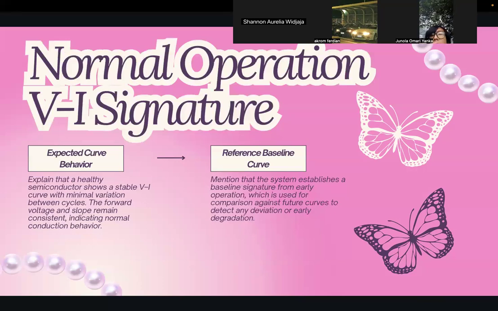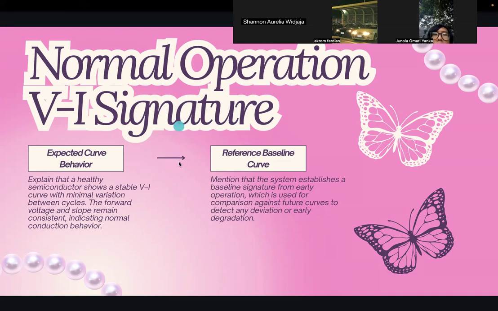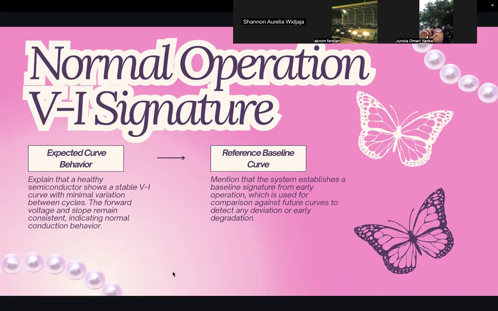So the normal operation VI signature, there is an expected curve behavior for each device. A healthy semiconductor will have a stable VI curve with minimal variation between cycles, without noise, without any sort of transient signals. So the forward voltage and slope remain consistent, indicating normal conduction behavior.